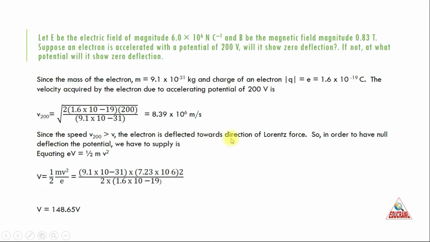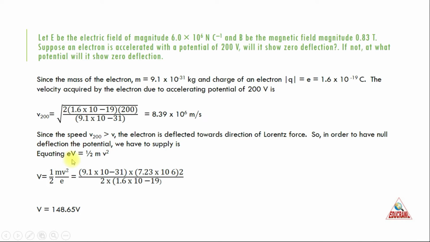So, the electron is deflected towards the direction of the Lorentz force. We know that when an electron is kept in an electric field and magnetic field, it experiences a force that is called the Lorentz force. So, in order to have null deflection, we have to adjust the power supply.